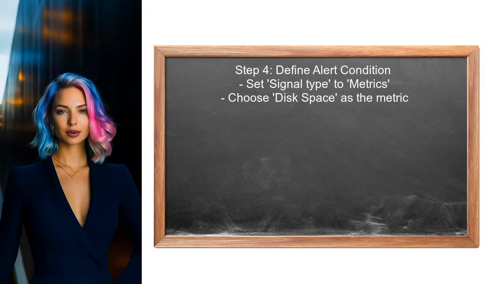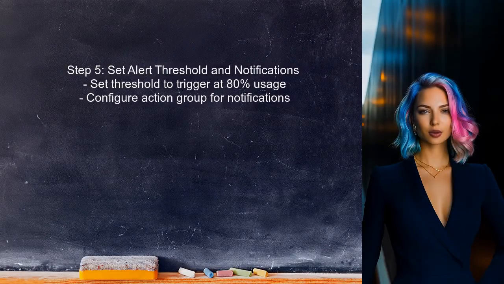Now, the user must define the condition for the alert. They should select Signal Type as Metrics and then choose Disk Space as the metric to monitor. Finally, the user should set the threshold for the alert. For example, they can set it to trigger when disk space usage exceeds 80%. After that, they can configure the action group to receive notifications.